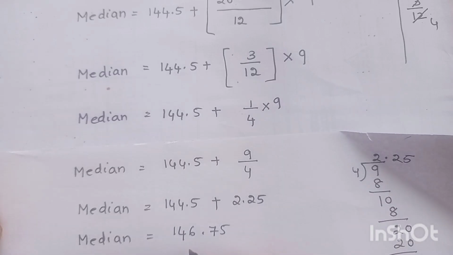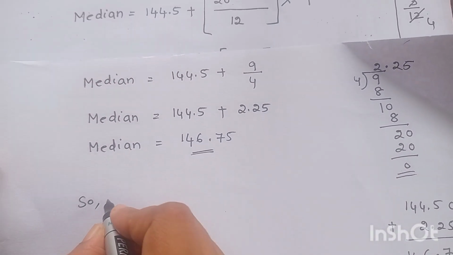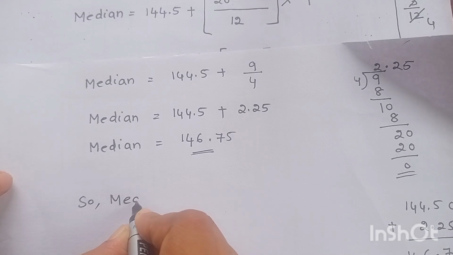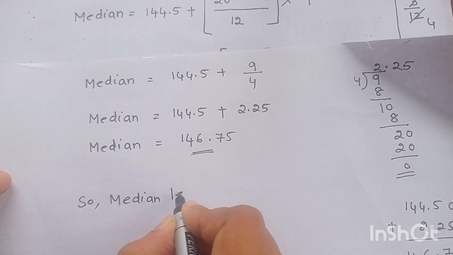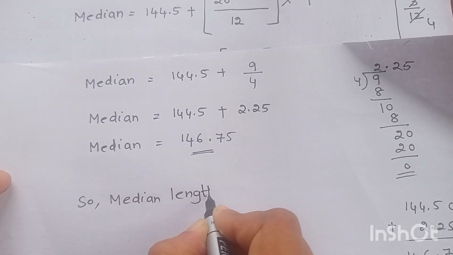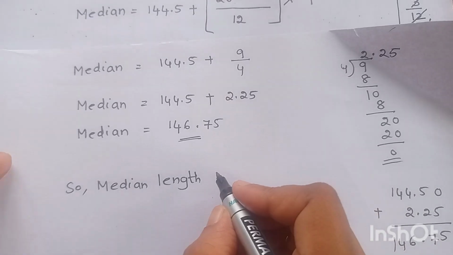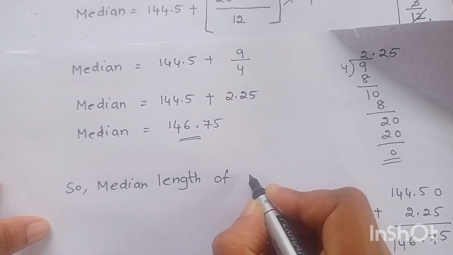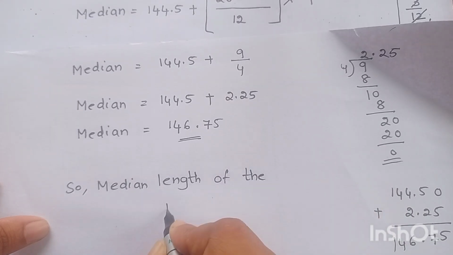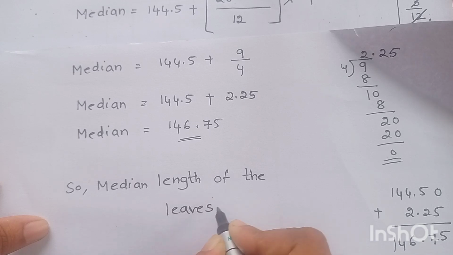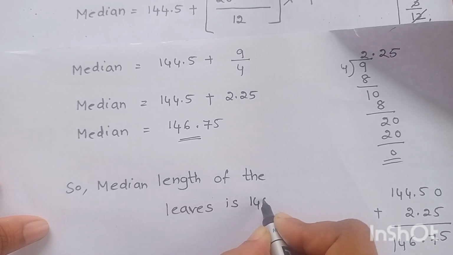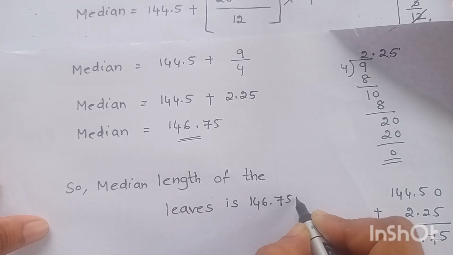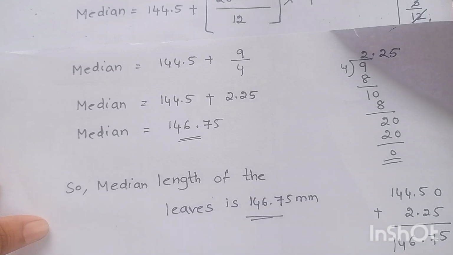Median length of the leaves is 146.75 millimeter. Okay, hope you have understood.